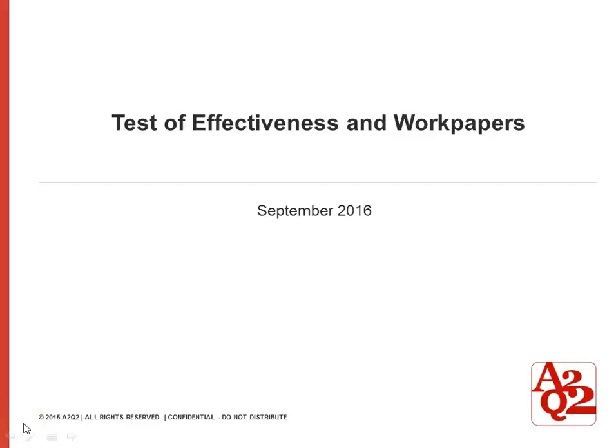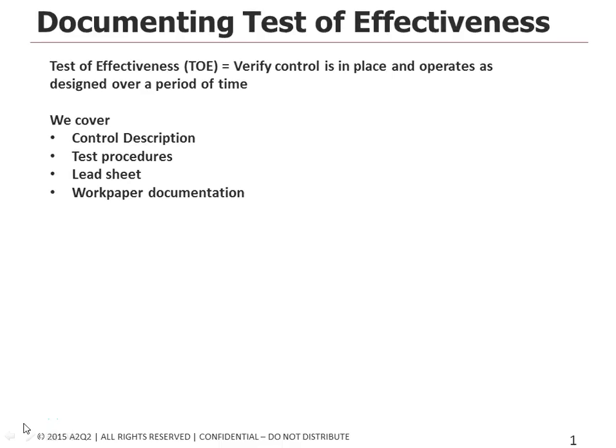Hello everyone. In this training, we're going to cover test of effectiveness and the work papers and how we do the documentation. Test of effectiveness is sometimes called TOE, which is verifying that a control is in place and it operates as it was designed over a period of time. So in this training, we cover the control description, the test procedures, what lead sheets look like, and how we maintain our work paper documentation.